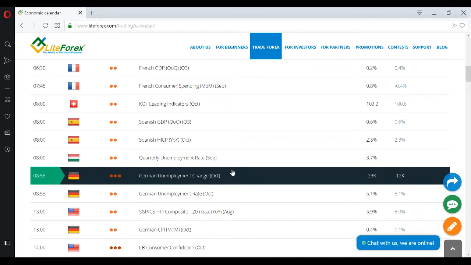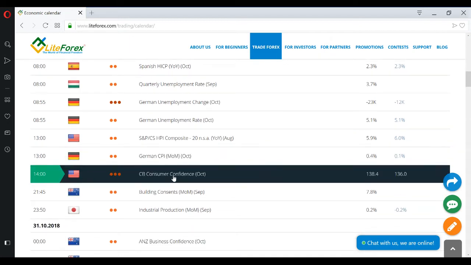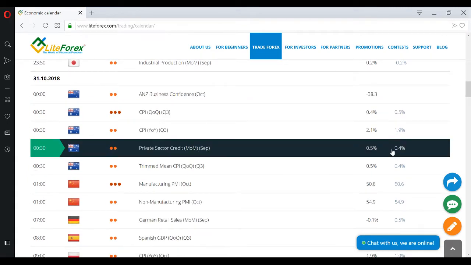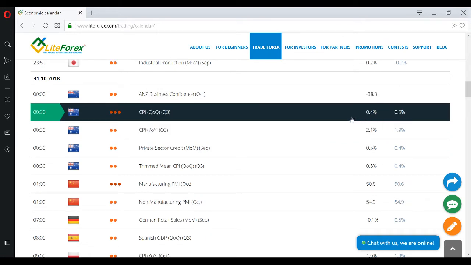On Tuesday, pay attention to German unemployment change and to the American CB Consumer Confidence Index. Consumer confidence is a great indicator of America's economic health. You can see that the forecast is a somewhat lower index than the previous one, and we'll have to see how the situation comes out. Wednesday will be one of the most intense trading days of the week.